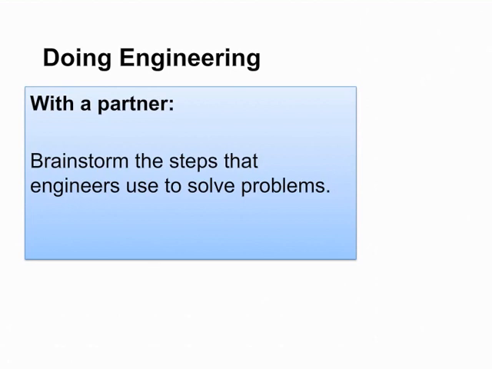So we've talked a little bit about a definition for engineering. We've talked a little bit about what we might mean by technology. The next thing I want you to think about with your partner are what might be the steps that engineers use to solve a problem, right? So we kind of have an idea of ways that scientists might figure things out. How do engineers solve problems? I want you to just brainstorm with your partner. What do you think some of the things are that engineers do?